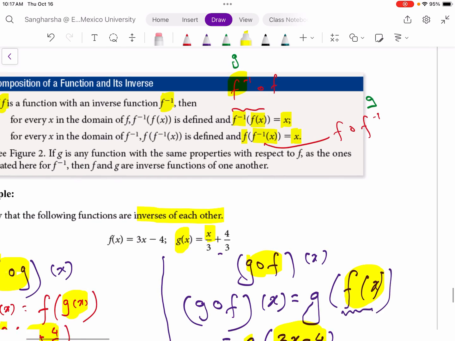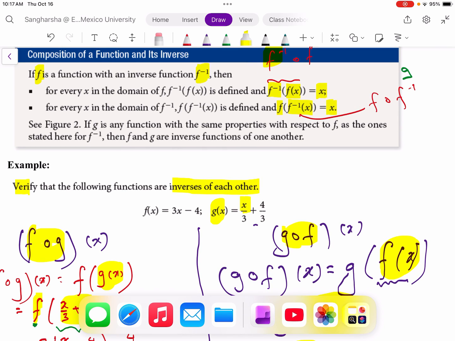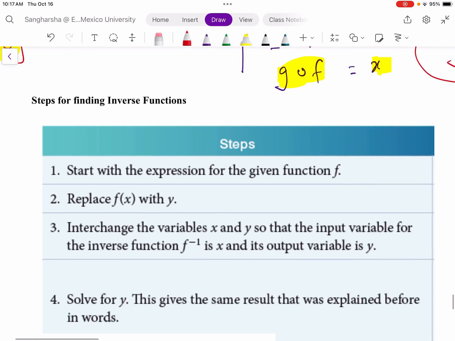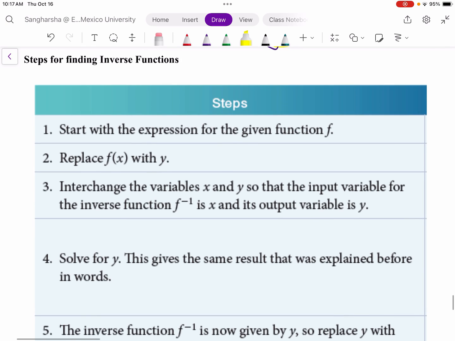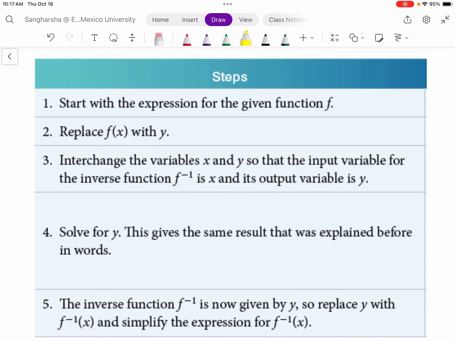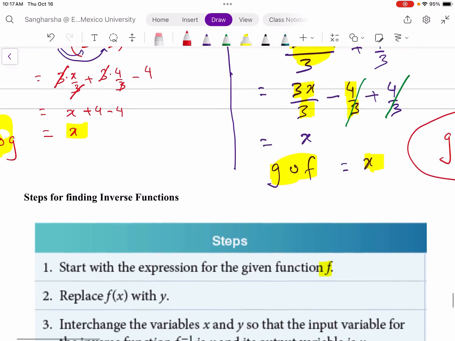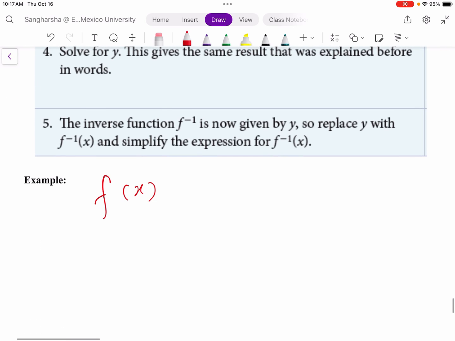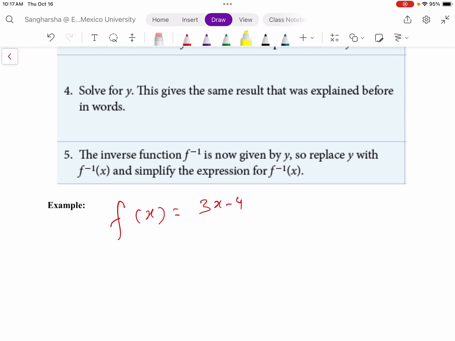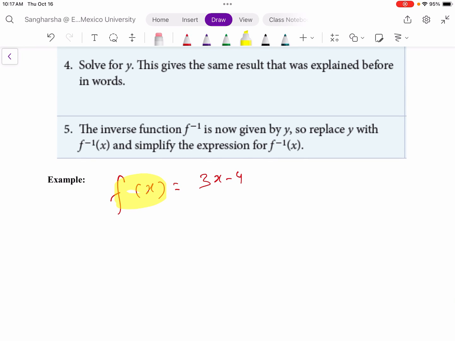Now we will learn how to find the inverse of a function. Here we have 5 steps. The very first step of finding the inverse of a function is to start with the expression for a given function f. Now let me take an example and we'll follow each step. Let me take the same function f of x equals 3x minus 4, and we want to find its inverse.